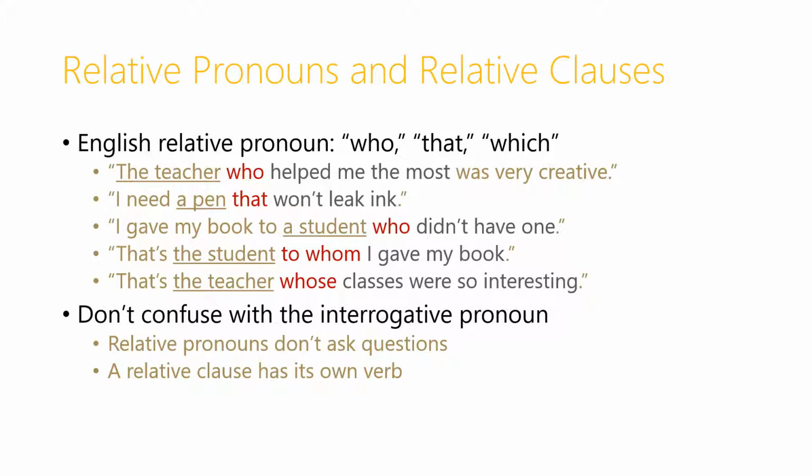The other thing to notice is that a relative clause has its own verb. So an interrogative pronoun won't be followed by any relative clause. It'll just be followed by the main clause. But the relative pronoun will be followed by a subordinate clause that has its own verb.